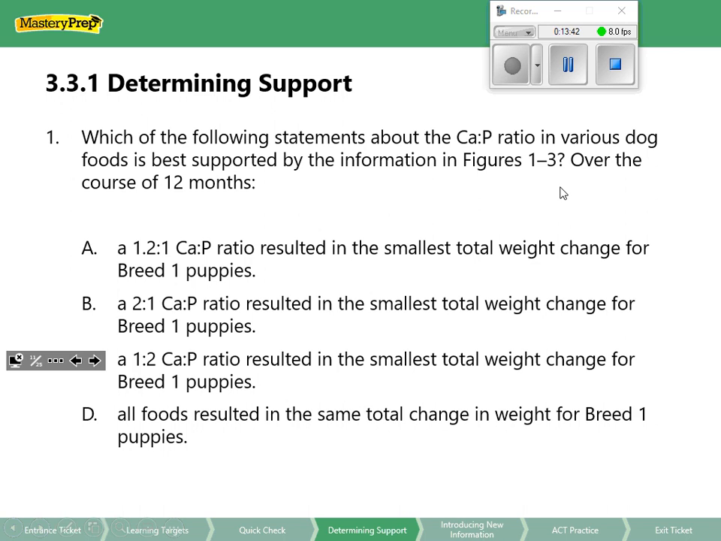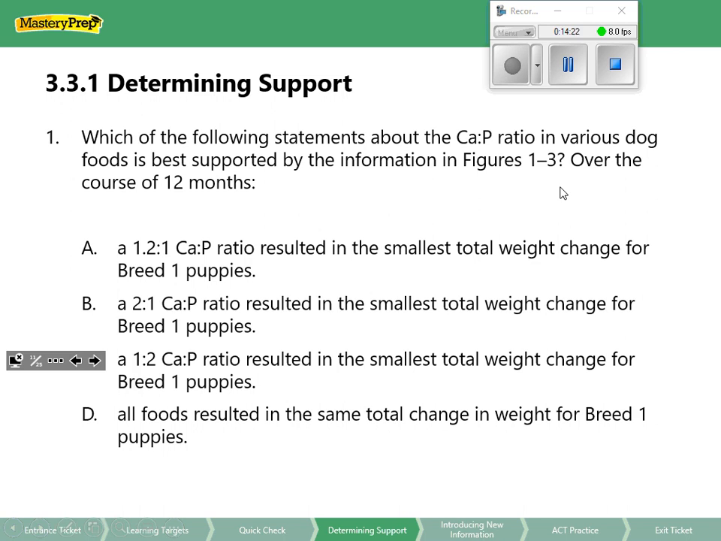So we're looking at a different set of data because they gave us 3 different charts, yes? And some passages. Question 1. Which of the following statements about the CA:P ratio in various dog foods is best supported by the information in figures 1 through 3 over the course of 12 months? Okay. So A, the 1.2:1 CA:P ratio resulted in the smallest total weight change for breed 1 puppies.